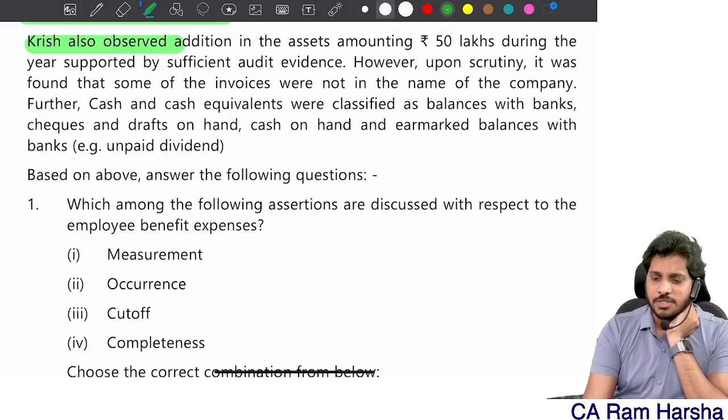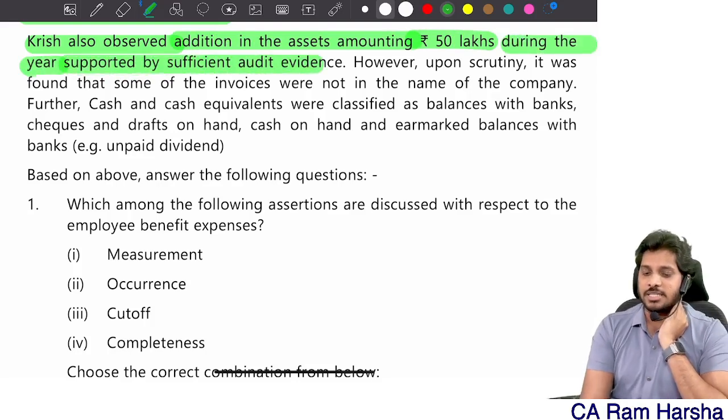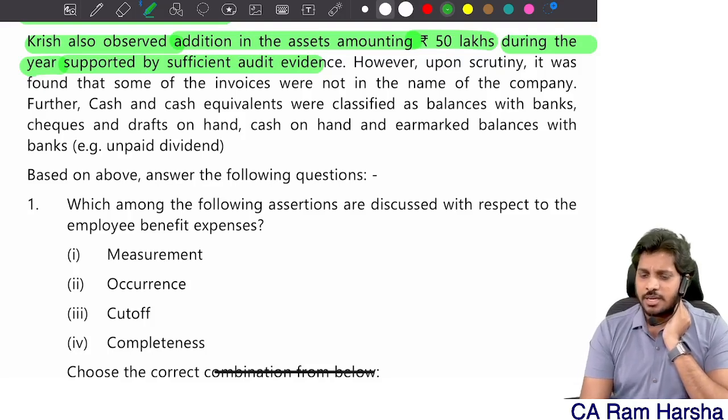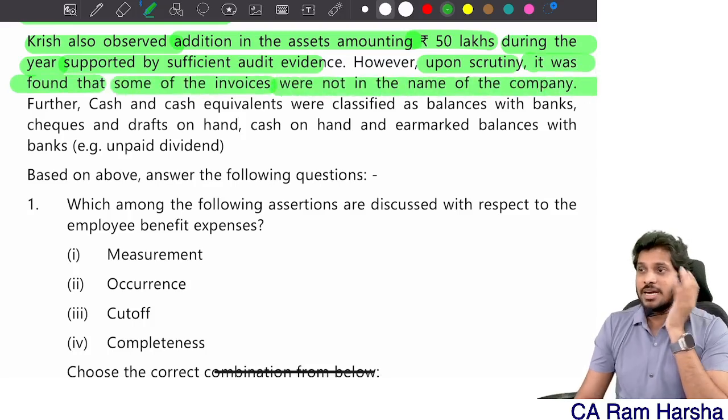Krish also observed additions in assets amounting to 50 lakh during the year supported by sufficient appropriate evidence. He observed addition in assets during the year supported by evidence. However, upon scrutiny, it was found that some of the invoices were not in the name of the company. He is verifying ownership.